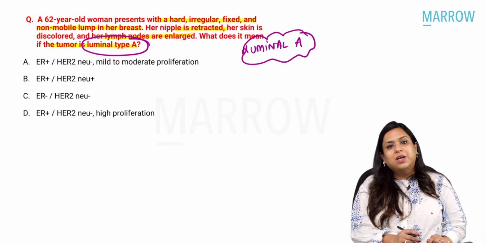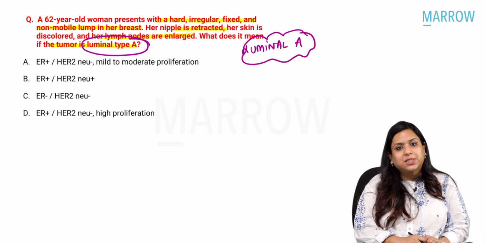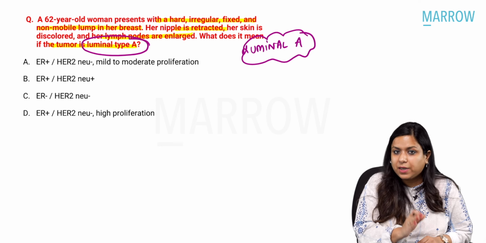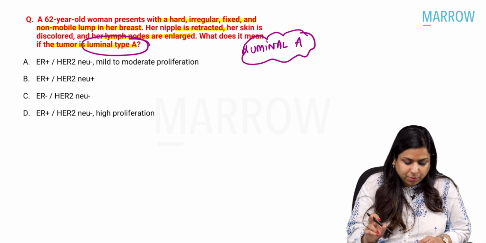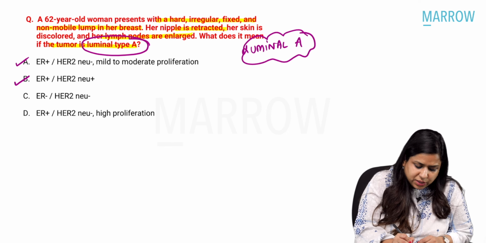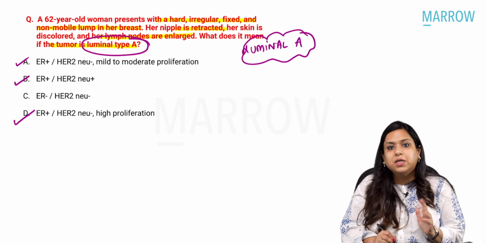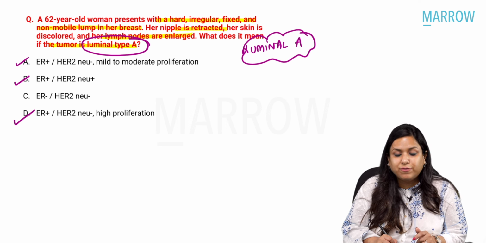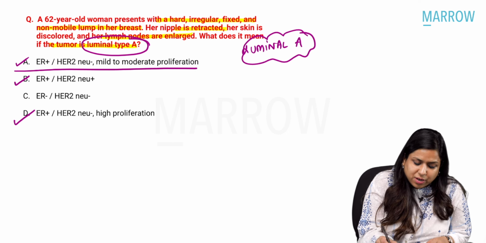Remember, students, I told you, what do you mean by luminals? Luminal means the tumor is ER-PR positive, right? HER2 status can be variable, but it is ER positive. So the option can be ER positive, ER positive, ER positive. These three options can be there. First option is ER positive, HER2 negative with mild to moderate proliferation. That is actually the answer. That is called as luminal A.